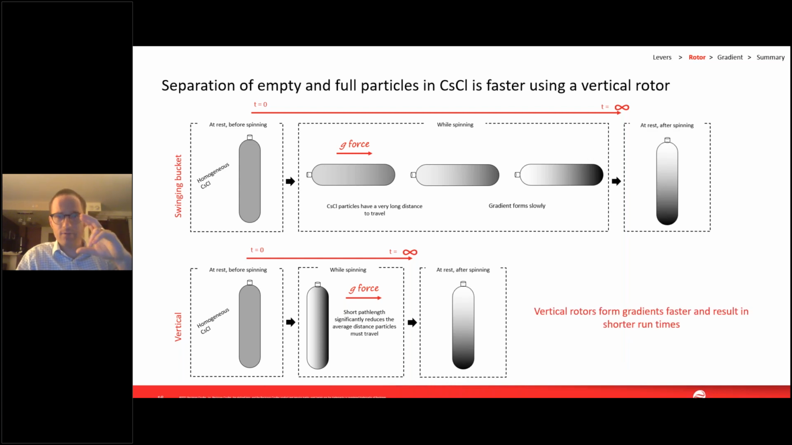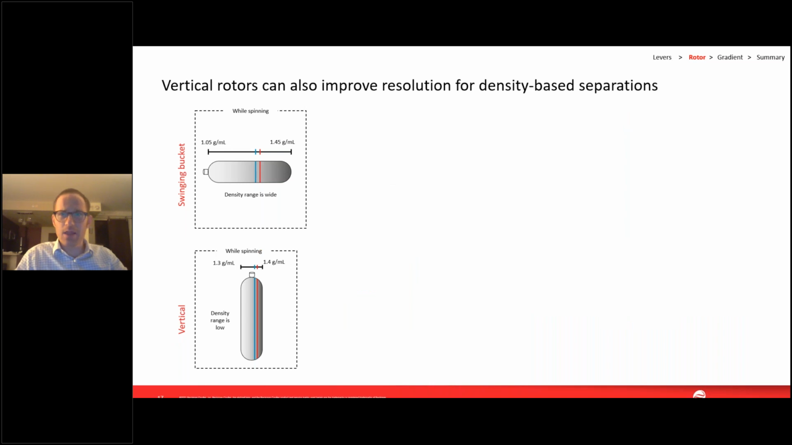What will happen after it's out of the centrifuge? The gradient will reorient in a vertical rotor. I'll actually show you that a little bit on the next slide. And so they end up forming a gradient the same way at rest. As you can see, it starts at white at the top, goes to black at the bottom. That's our fancy visual for gradient here. But there's something else that's very important about these vertical rotors that is relevant to virus separations, and that is that you can also improve your resolution.